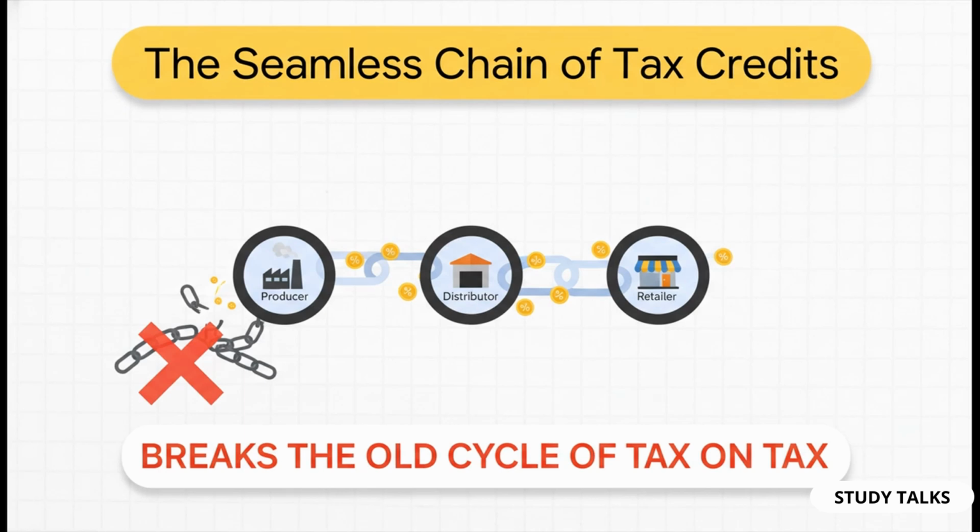You see, the engine that makes GST work is this beautiful, seamless chain of tax credits. We call it input tax credit, or ITC. The idea is actually brilliant in its simplicity. At every single step of the supply chain, a business gets a credit for the GST it already paid on its purchases. This one move completely breaks that painful old cycle of tax on tax. Let's see how it actually works in practice.